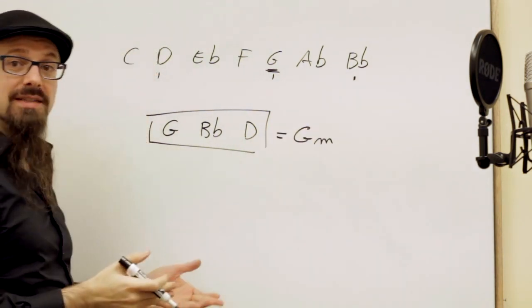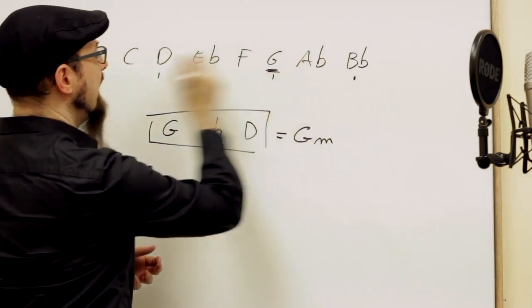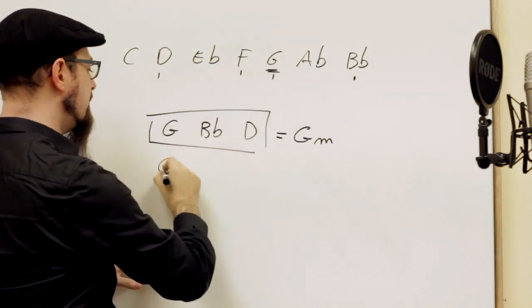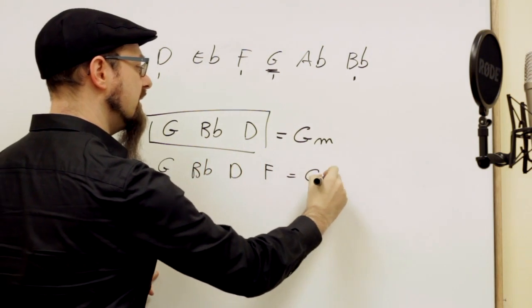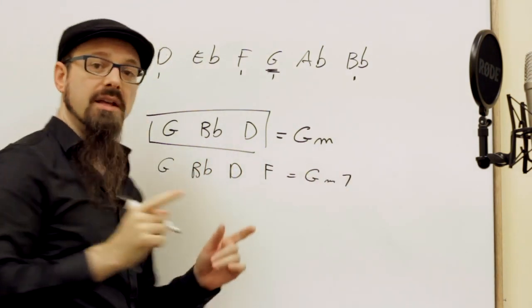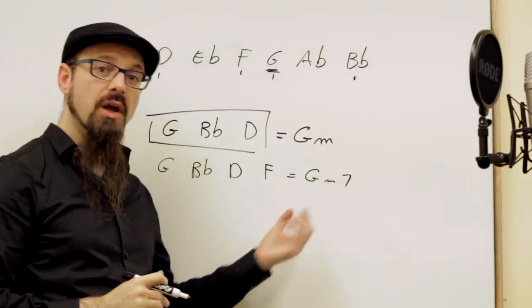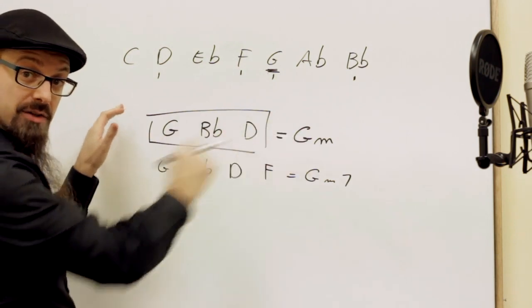And if we want to put a 7th note in it, we just pick another note here. We just go jumping every other note like we normally do for chords, and we pick the F, and G, B flat, D, F, it's a G minor 7th. So the question is, why sometimes, rather than using G minor, we use G7 in the minor scale?